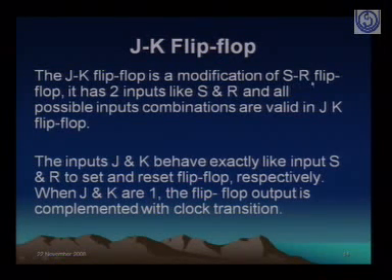The JK flip-flop is a modification of the SR flip-flop, the one which we had. It has two inputs like S and R, and all possible input combinations are valid in JK flip-flops, including 1, 1. The inputs J and K behave exactly like inputs S and R to set and reset the flip-flop. So J is S and K is R, respectively. When J and K are 1, the flip-flop output is complemented with clock transition. So in this JK flip-flop, we have enhanced the circuit a little bit further, and in this circuit, even if the values of J and K become 1, even then the state of the flip-flop is still defined.